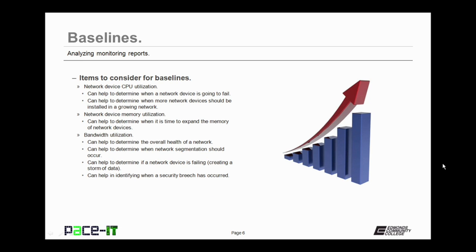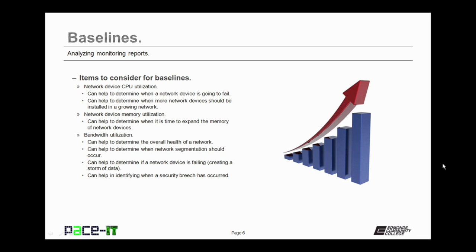Let's talk about some of the items that should be considered for baseline reports. First up is network device CPU utilization. Knowing the CPU utilization on a piece of equipment can help to determine when a network device is going to fail. If your CPU utilization is constantly at 100%, you know there's a problem. That problem may be that it's going to fail, or it may be that you need to install more network devices to take care of a growing network. But you won't really know that if you're not baselining the CPU utilization. Network device memory utilization should also be baselined. It can help to determine when it is time to expand the memory of a network device.